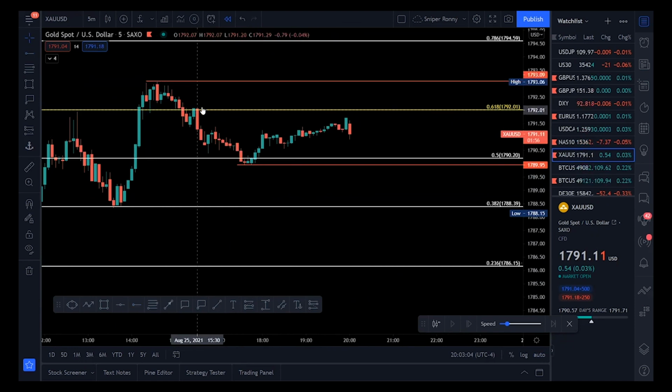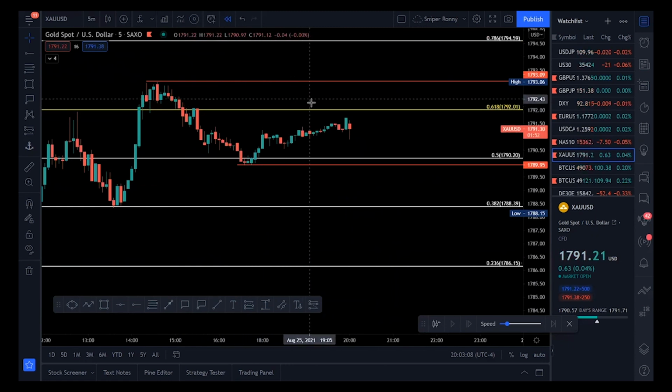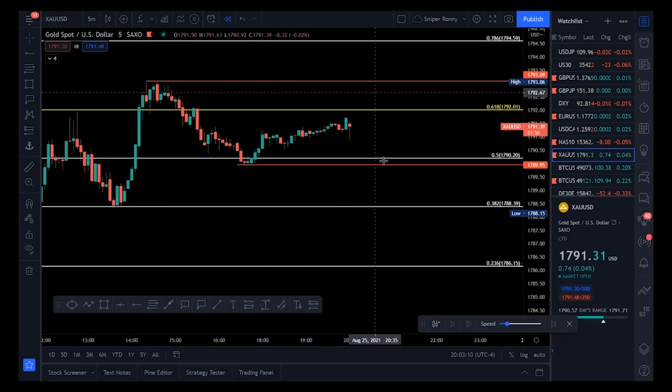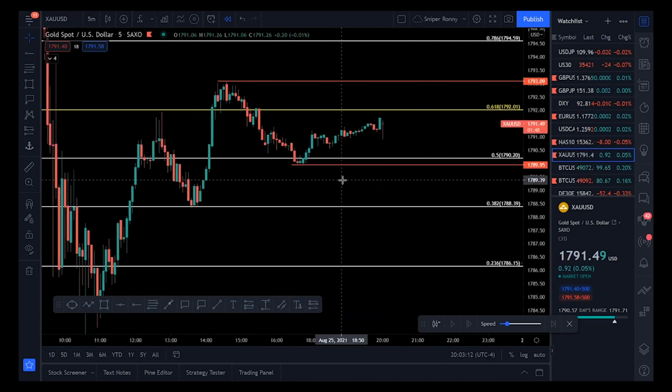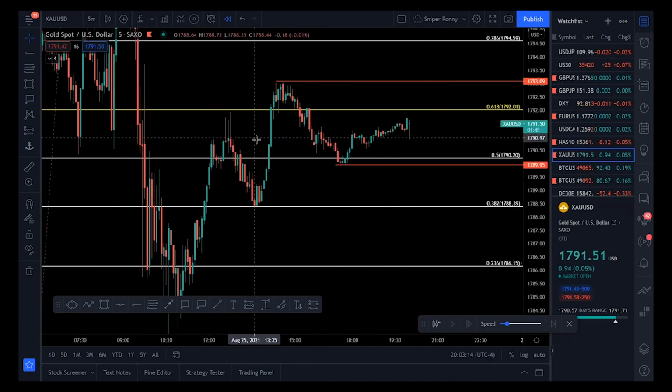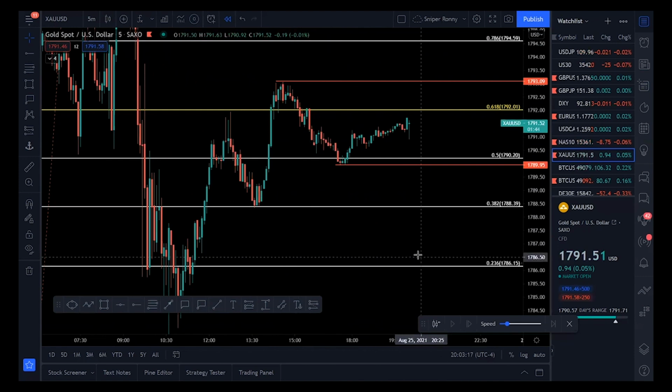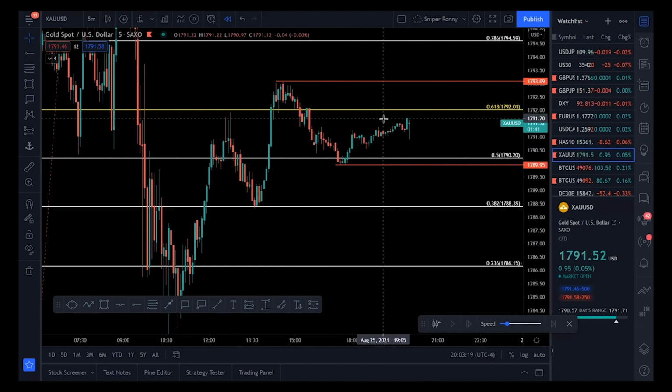I do have my resistance right there. But if price action starts to close above here, I know I'm starting to close above my hourly levels, okay? Because I plotted my Fibonacci's on my hourly candles. So remember, they hold more weight, okay? So that's another strategy that you can use. You can either plot them on your 5 minutes, and you can plot them on a higher time frame as well, okay?